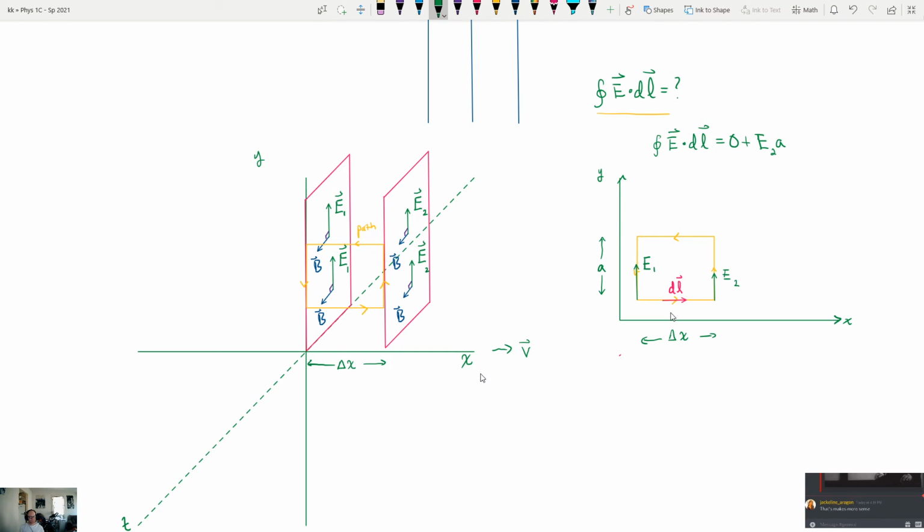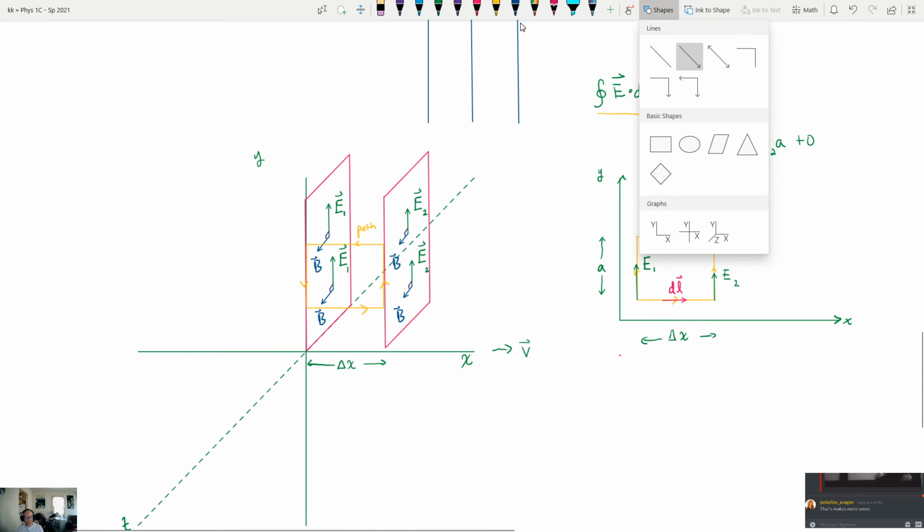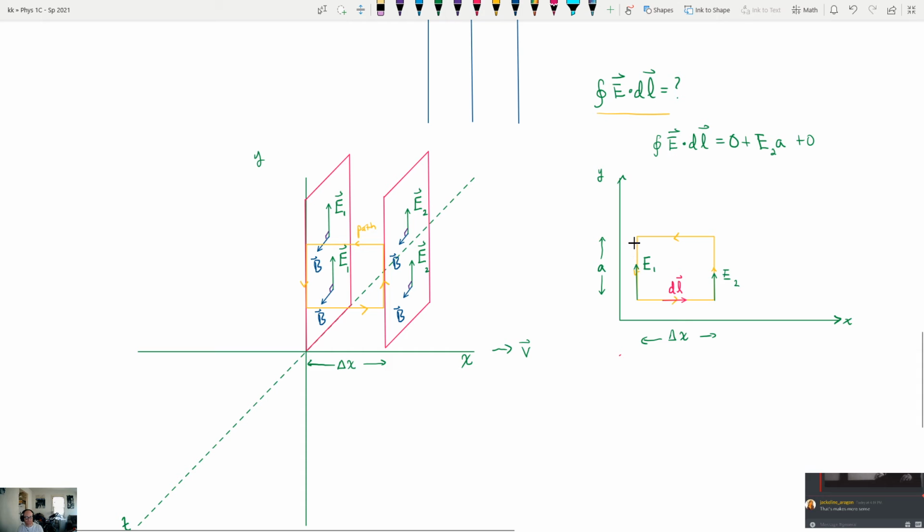All right. And then as we keep going around here, when we go along the top, we're also going to get 0. And then we go along the left-hand side over here. Now our dl vector is going down. Here, the dl vector is going to go this way.